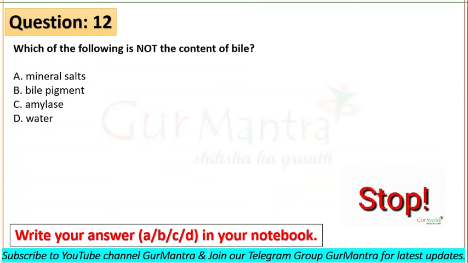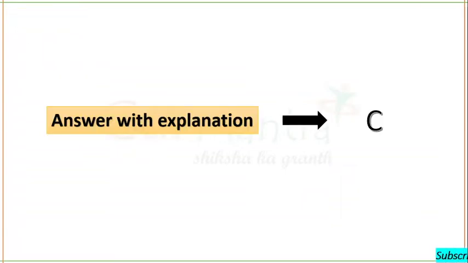Which of the following is not the content of bile? Mineral salts, bile pigment, water, all are the content of bile, but amylase is not found in the bile. So C is not the content of bile and C is your right answer. Next question is on your screens now.